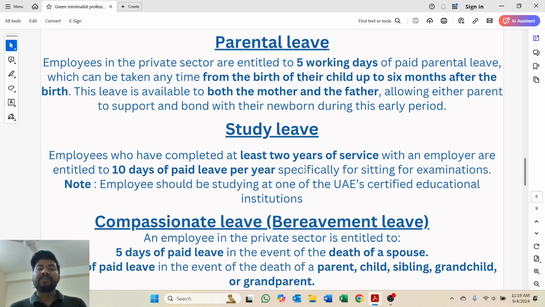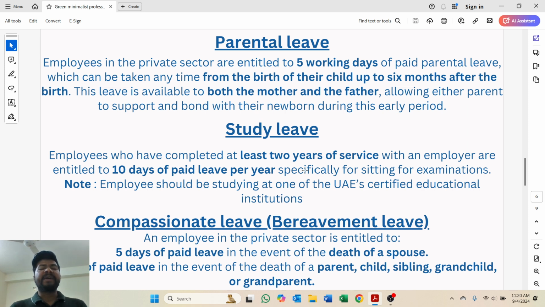Other is study leave. Any employee who has completed 2 years of service with an employer is entitled to 10 days of paid leave per year, especially for sitting in the exam. The condition here is that before 2 years you cannot take study leave. The 2 years must be completed, and the leave is for sitting the examination, not for the preparation. And one more thing is that the examination should be conducted by a UAE certified educational institution.